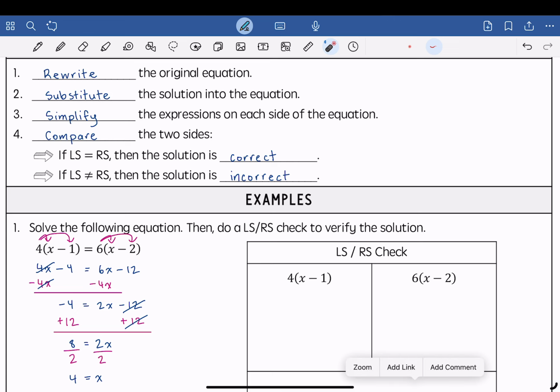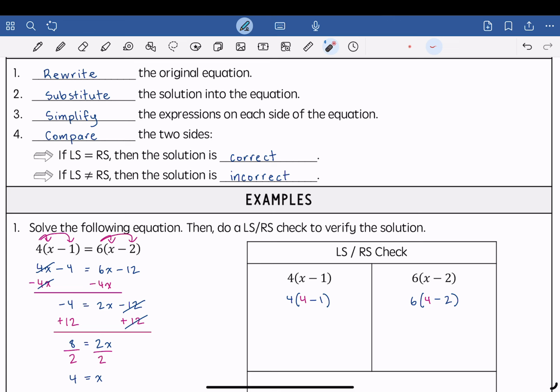So now we're going to complete step 2, substitute the solution into the equation. Through our calculations, we got x is equal to 4. So instead of writing x, I'm going to write 4, minus 1. I'm going to do that to the right side as well. So 6 times (4 minus 2).